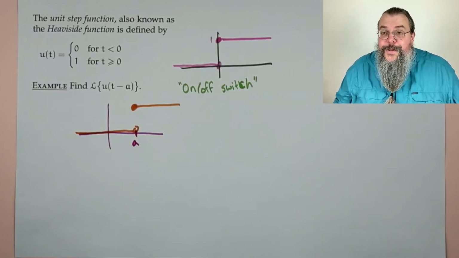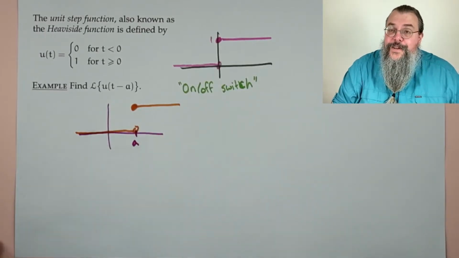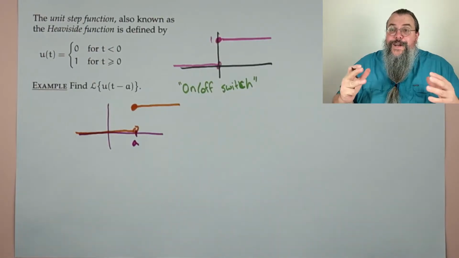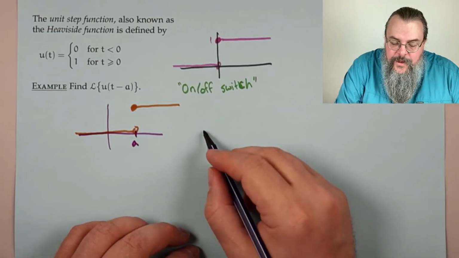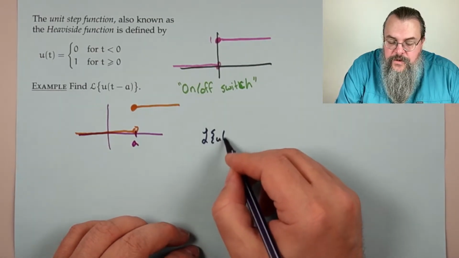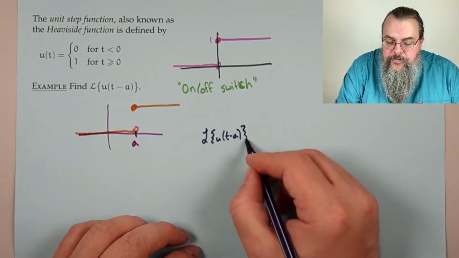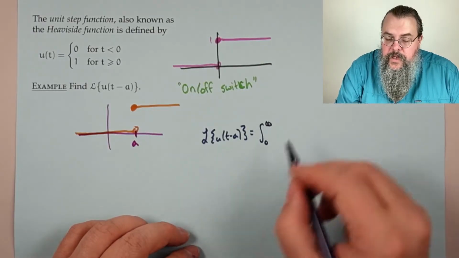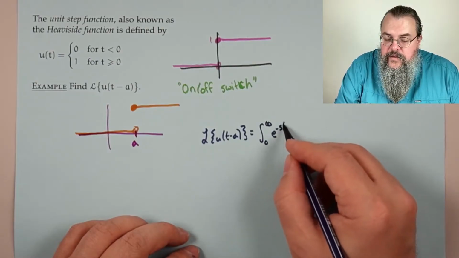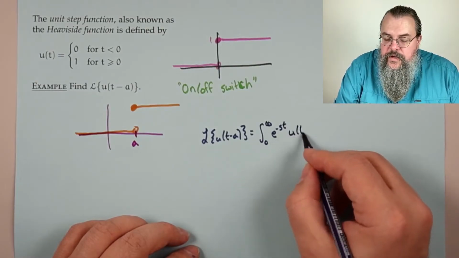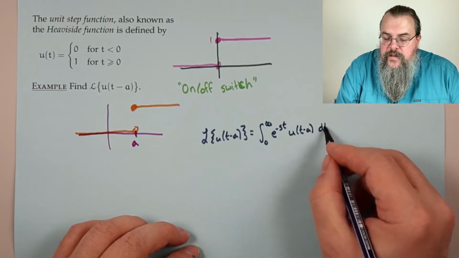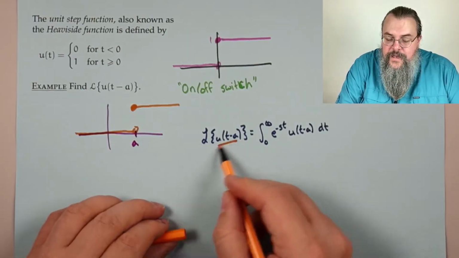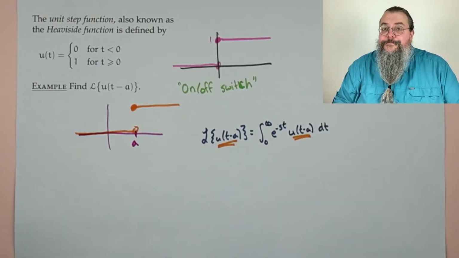Well, there's nothing on our table that looks like Heaviside yet. So what do we do when it's not on our table? We go back to definitions. So the Laplace transform of u of t minus a is, by definition, the integral from 0 to infinity of e to the minus st times u of t minus a dt, right? Because whatever we're plugging in, that's what goes in that slot.